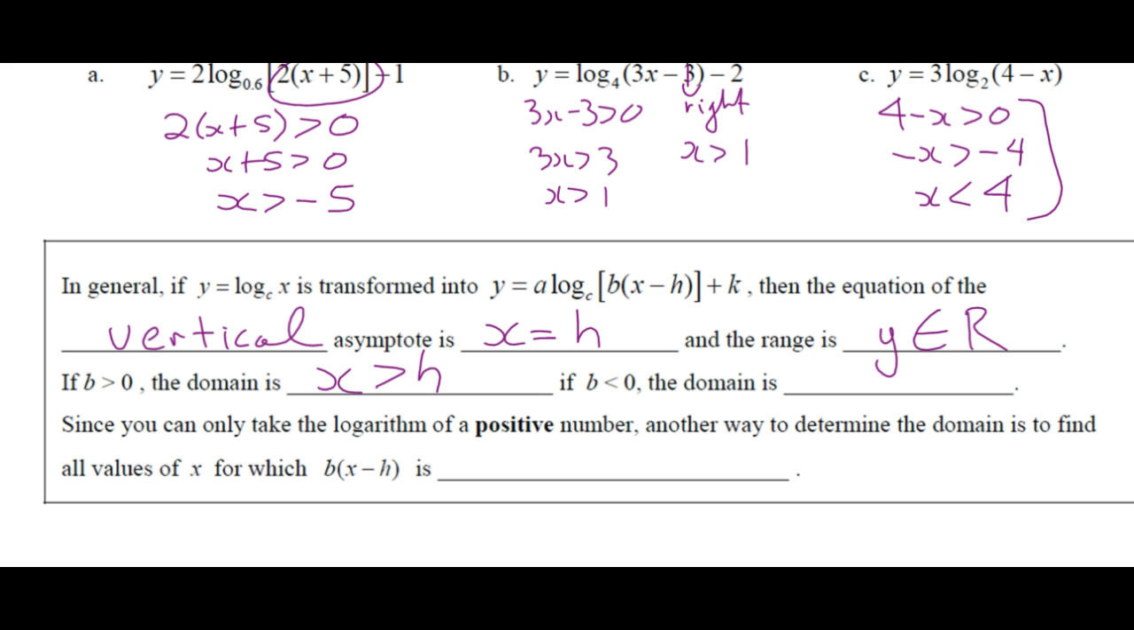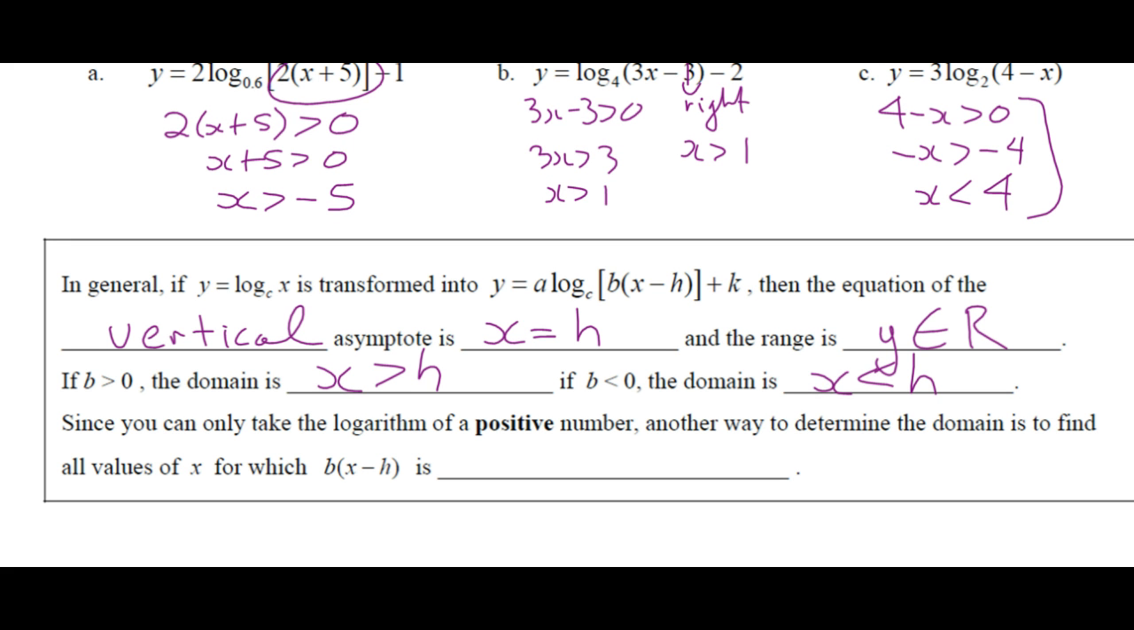If b is less than 0, then the domain is? X is less than h. Okay, so x is less than h. You have a reflection. If b is less than 0, there's a reflection. Since you can only take the logarithm of a positive number, another way to determine the domain is to find all the values of x for which b times x minus h is greater than 0.